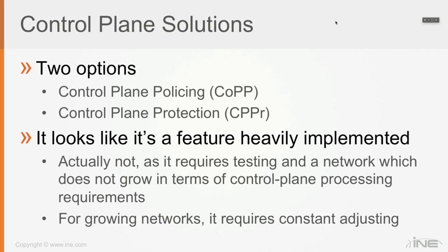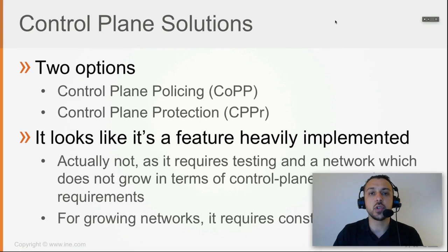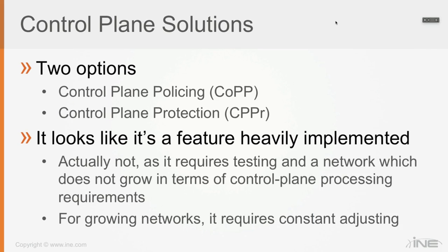And for networks that you just make run and they are stable, you don't add any additional control plane processing. For example, that's a network where you have a router which has 10 EIGRP neighbors and that's it. Tomorrow it's still going to have 10 EIGRP neighbors. 2 years later, still 10 EIGRP neighbors. Because for networks where the control plane processing requirements are changing, it means that this capability requires constant adjusting.